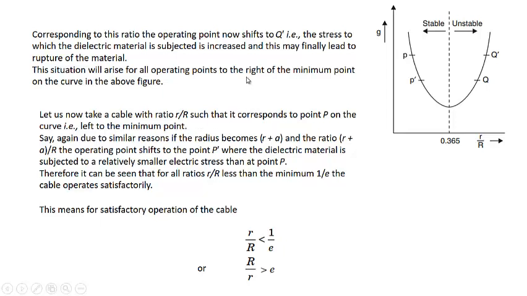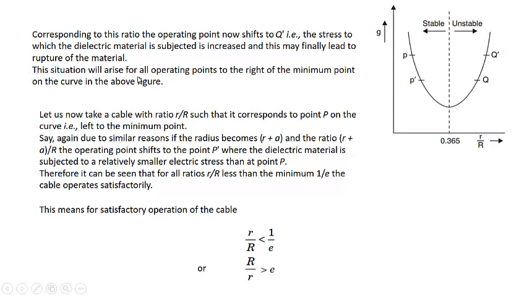Corresponding to this ratio, the operating point is Q dash, that is, the stress to which the dielectric material is subject is increased. Because from here to here, you can see the stress has increased. And this may finally lead to the rupture of the material, because it has increased from the earlier value to the new value, which is greater than the earlier value, and it may result in the rupture of the insulating material. That is why from this point to this point is an unstable region.